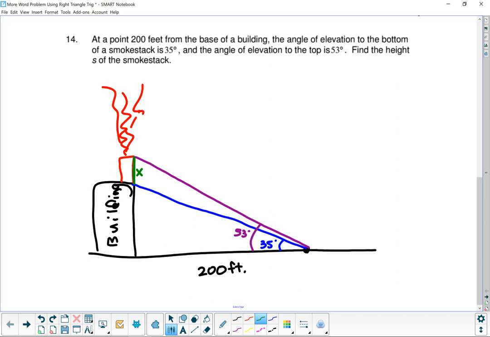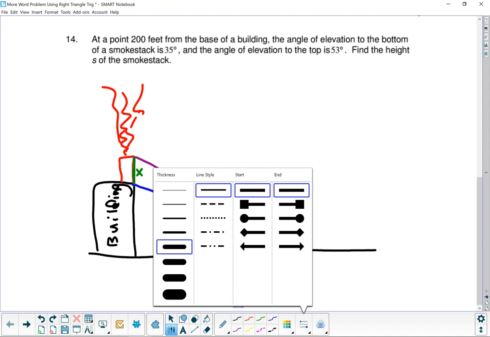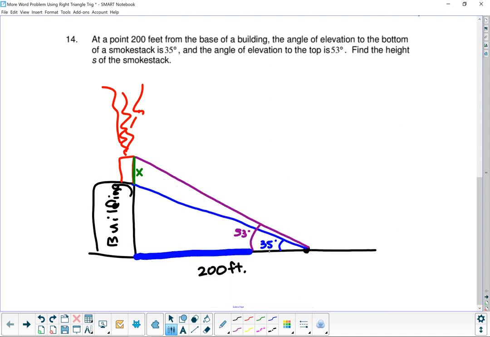What do you guys think? We can find the height of the building, and then we can find the height of the building and the smokestack. How about that? So let's do this triangle here first, with the 35 degrees. That's a 90 degree angle there. I'll use blue for this. We're going to be looking at, we'll call it W. So this is the opposite and the adjacent.